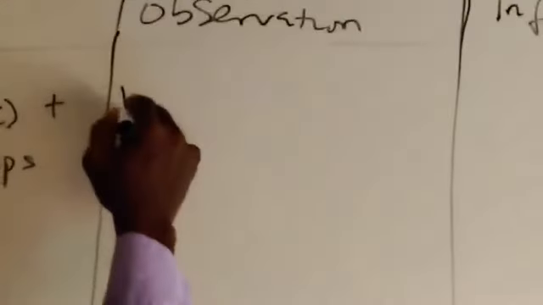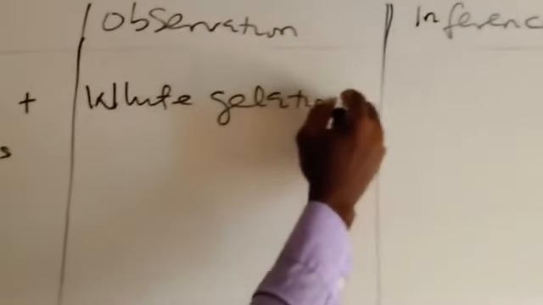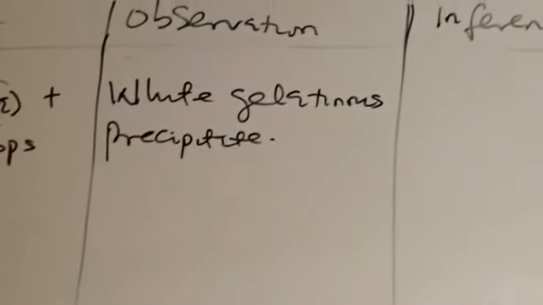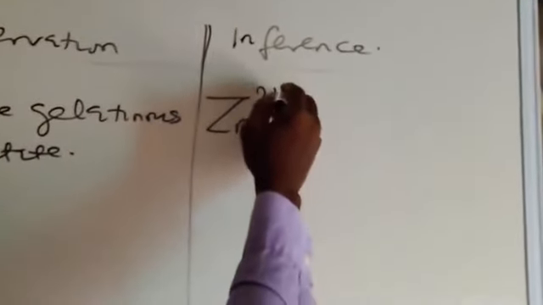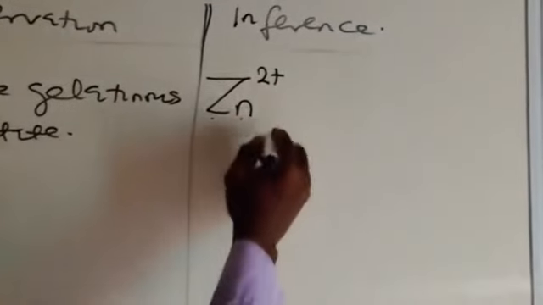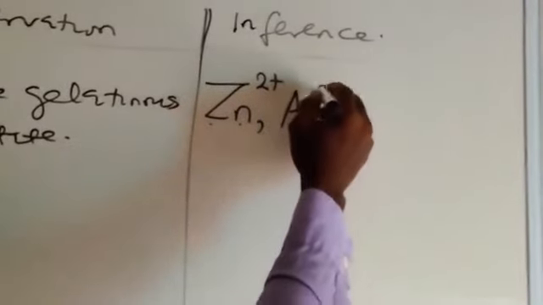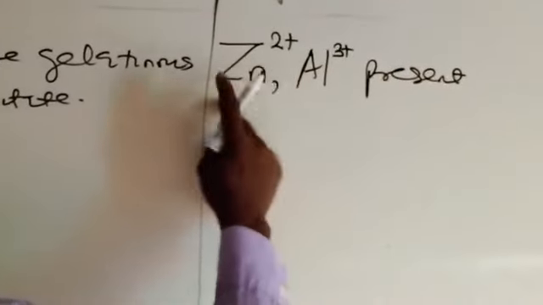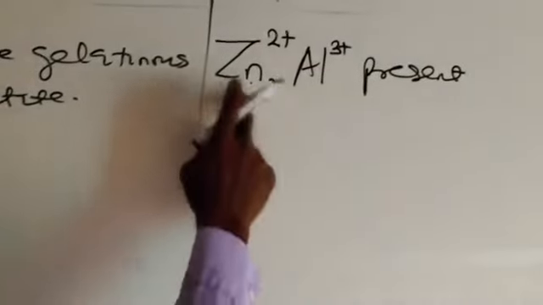So observation, we have white gelatinous precipitate formed in drops of the chemical. The inference will write zinc 2 ion, Zn2+, capital Z and small n, comma, and then we also write Al, aluminum 3 ion present. You don't say and, you say comma, because only one salt. So zinc or aluminum is logical, or aluminum present.